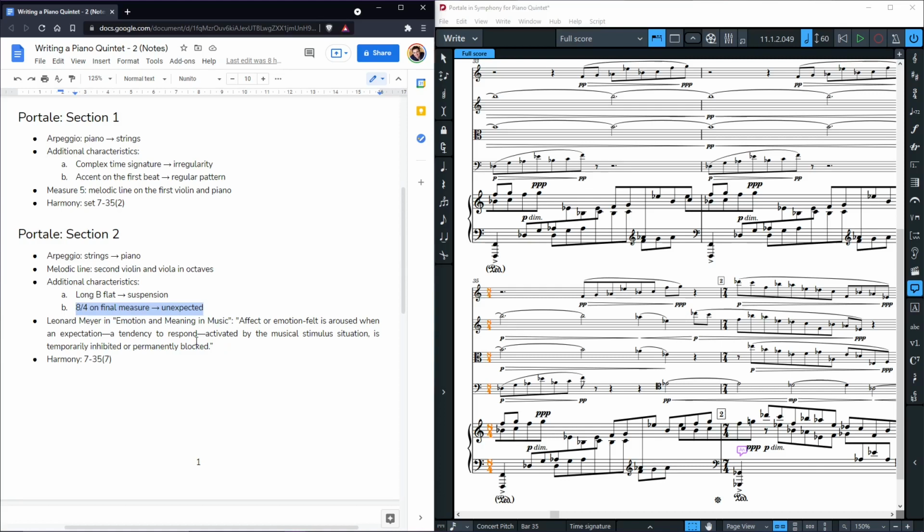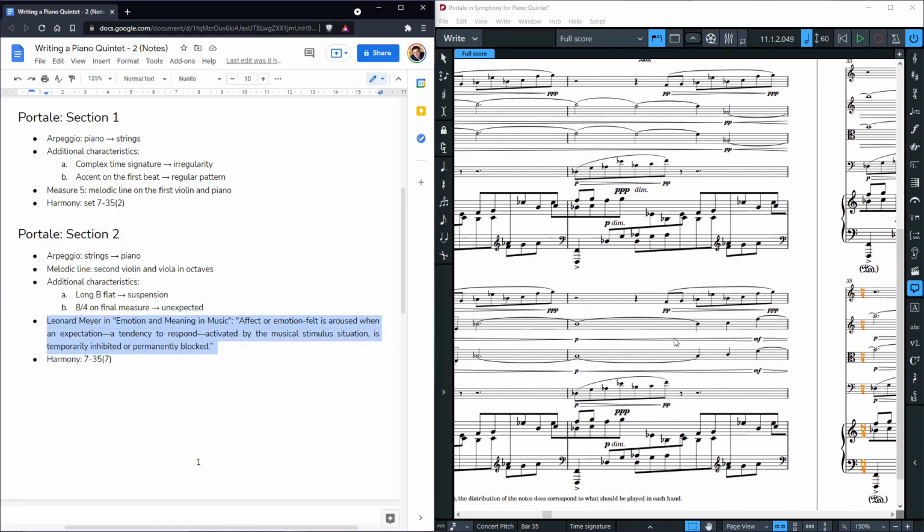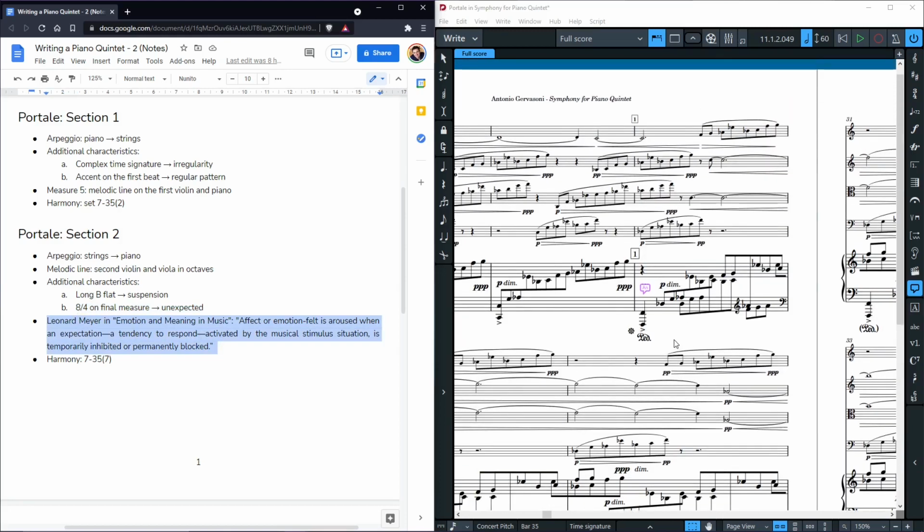As Leonard Meyer points out in his book Emotion and Meaning in Music, affect or emotion felt is aroused when an expectation, a tendency to respond, activated by the musical stimulus situation, is temporarily inhibited or permanently blocked. This is what happens here. The expectation of a stressed downbeat is temporarily inhibited. It's only one beat, but it's enough to influence our emotions.